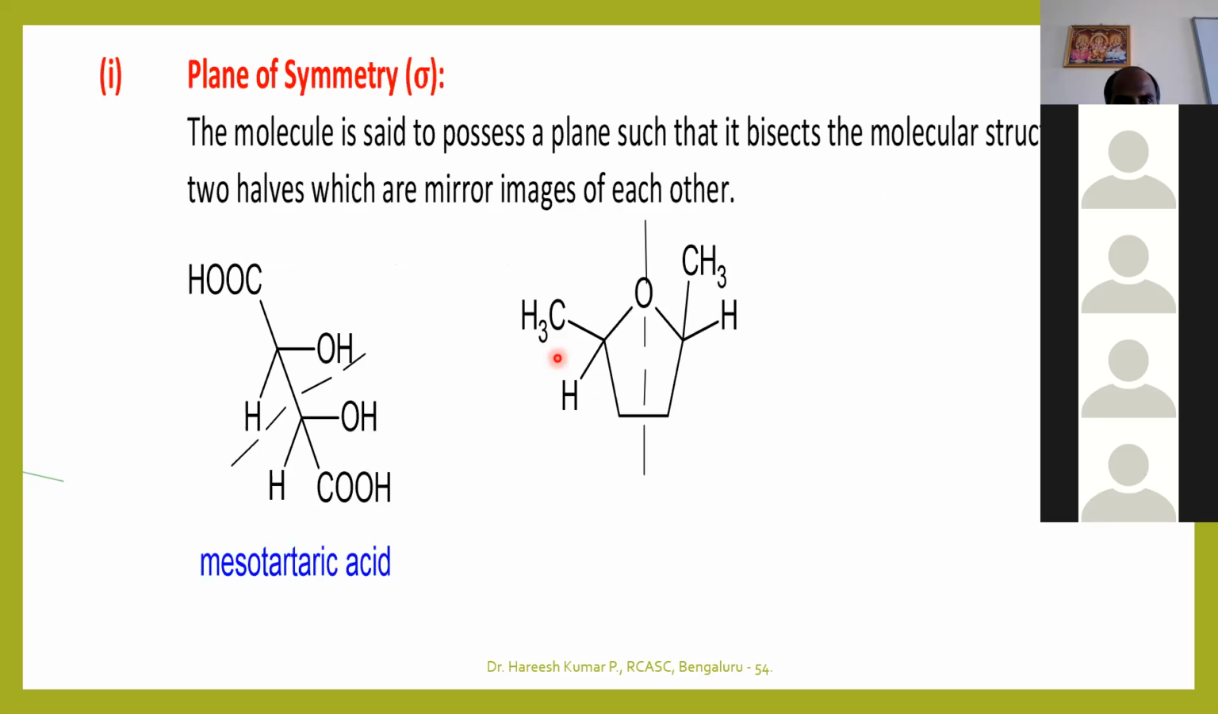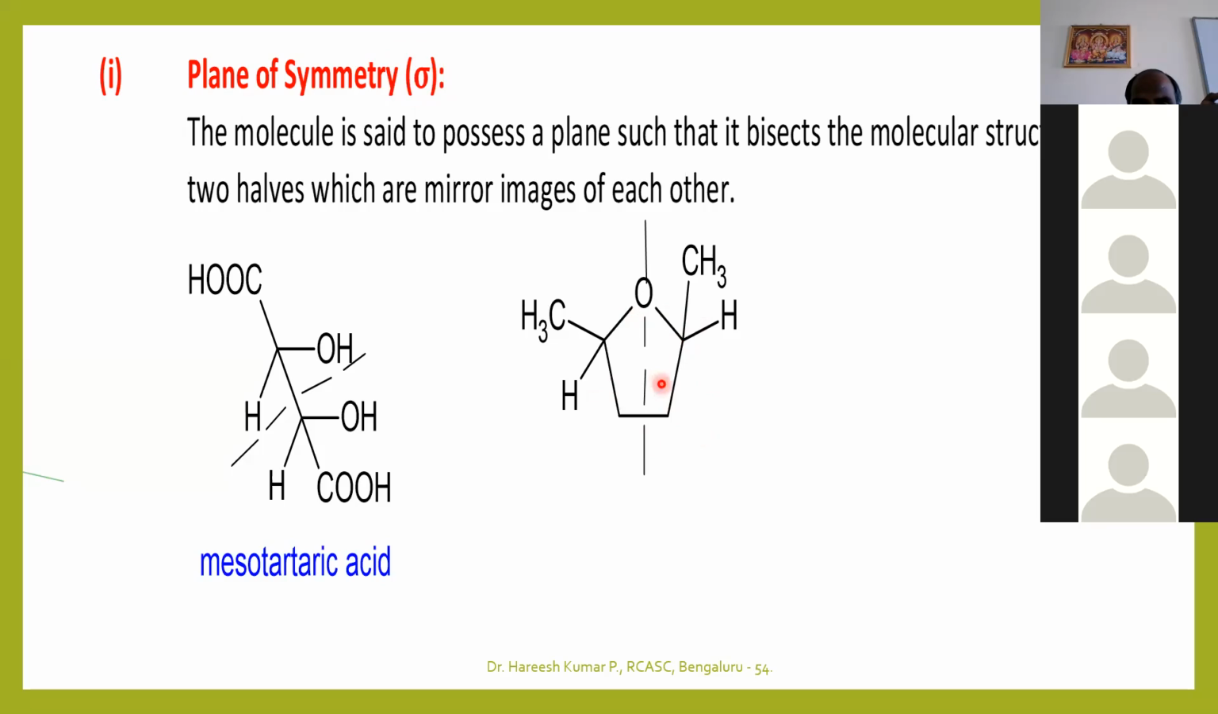So with this, I will go to the next one. Next one is the plane of symmetry. Plane of symmetry means it's an imaginary line passing through the molecule, and thereby it bisects the molecule into two halves. When an imaginary line is passing through this moiety, more particularly mesotartaric acid, you can observe that this imaginary line or plane of symmetry bisects the molecule into two halves. So thereby, this mesotartaric acid will have a plane of symmetry, and plane of symmetry is represented as sigma.